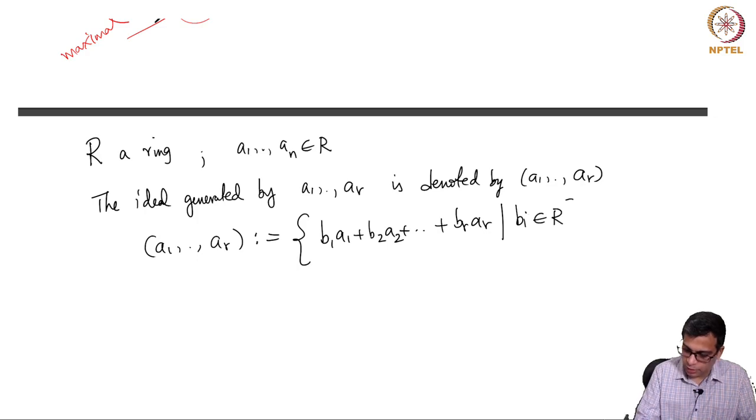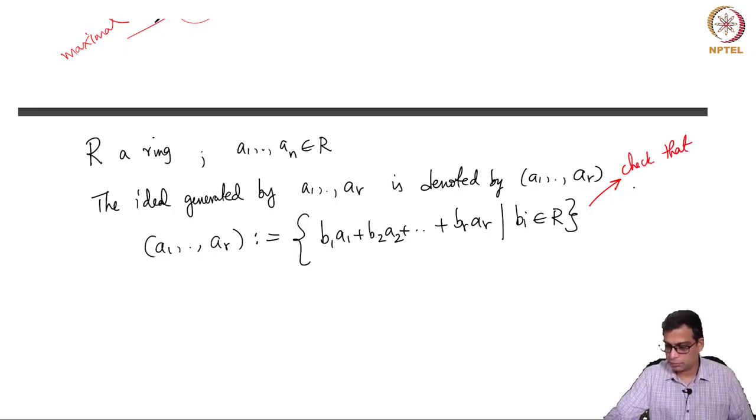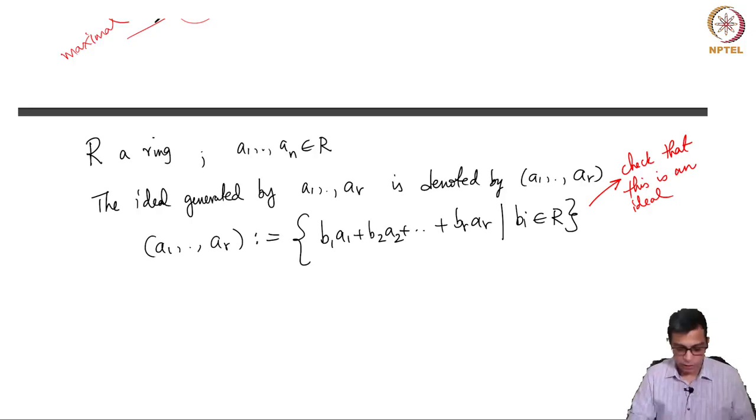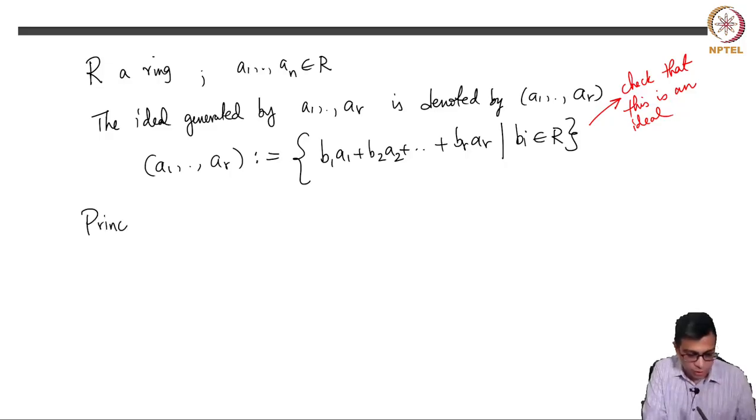The b_i are arbitrary ring elements. You can check that this is an ideal, which is a very easy check. This is the ideal generated by a single element, by r elements. Now if you take one element, you get what is called, so this is (r), okay.